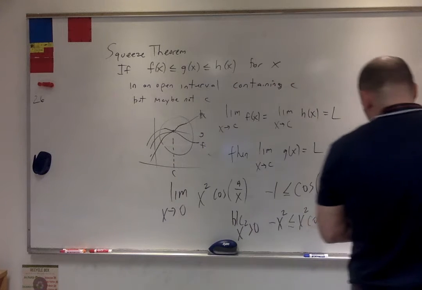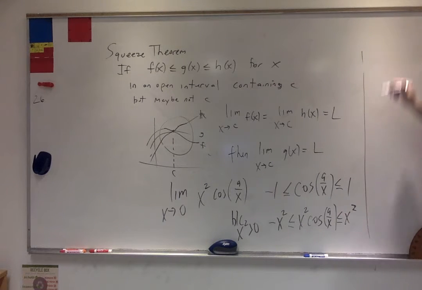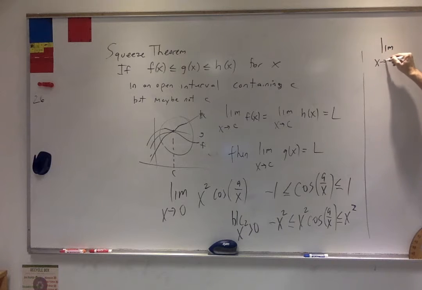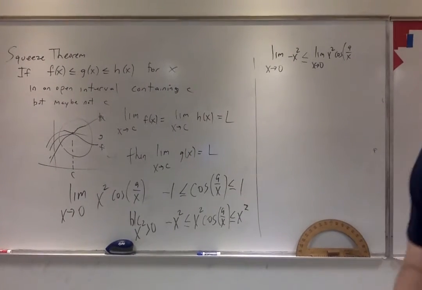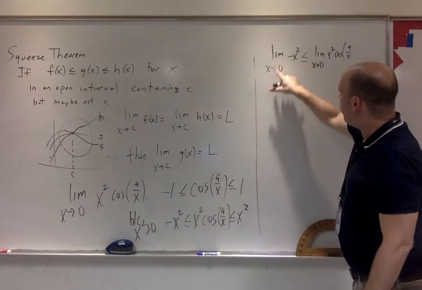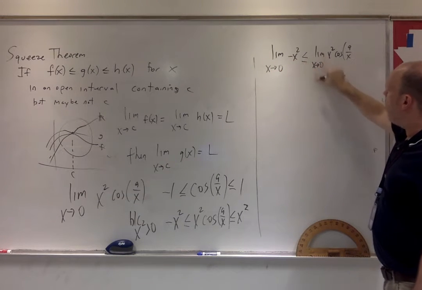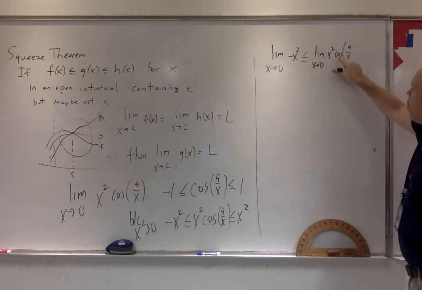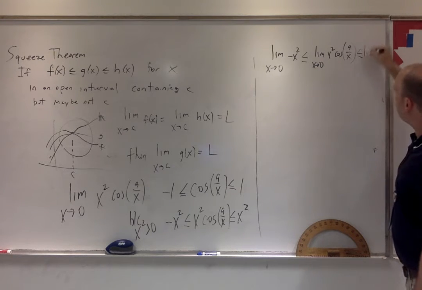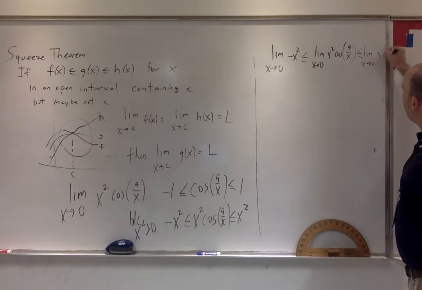And so what I'm going to do now, this is kind of cool, is take the limit as x approaches 0 of -x squared, which is less than or equal to the limit as x goes to 0 of x squared cosine of 9 over x, which is less than or equal to the limit as x goes to 0 of x squared.